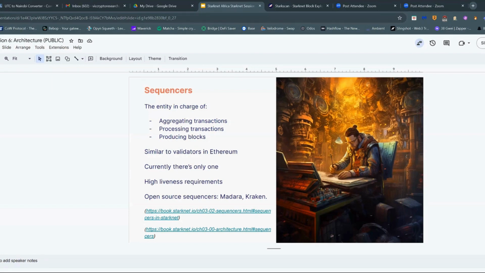Currently, the sequencer that's used by Starknet is not open source, and it's run by Starkware. There are plans to open source this, and that will definitely help with decentralization. There are other sequencers which have been created by the community in open source, and these include Madara and Kraken. These are not yet in production, but they are critical for the upcoming development of Starknet.